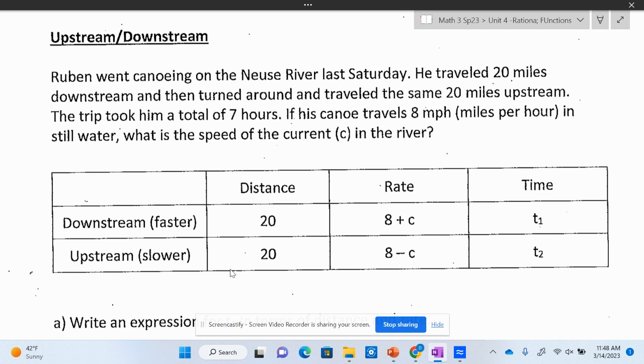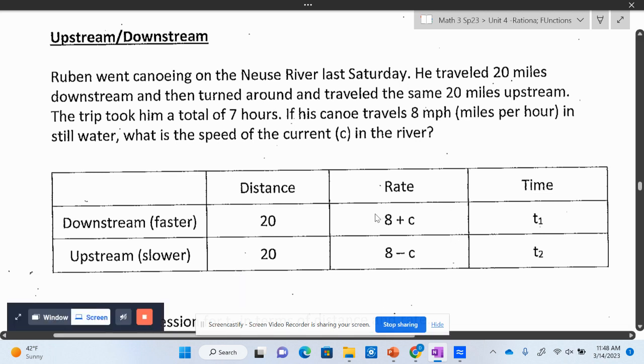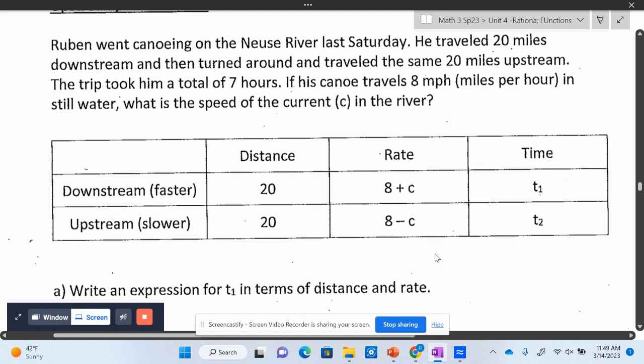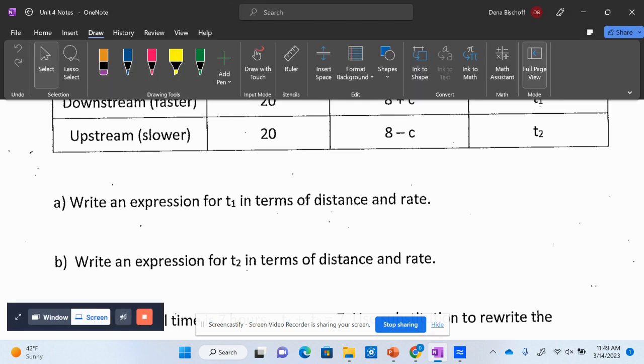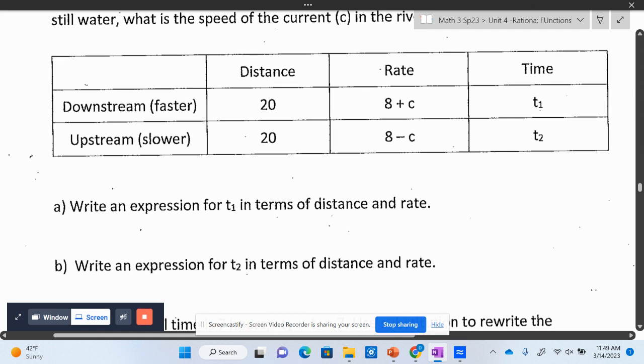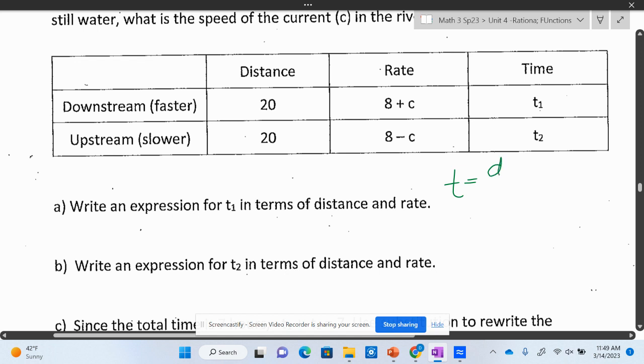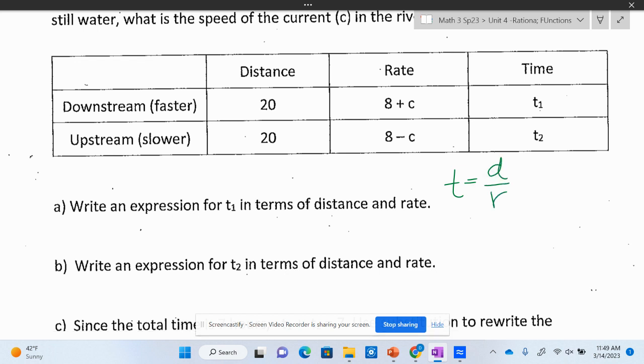If the canoe travels 8 miles per hour, that's the speed of the canoe in still water. What is the speed of the current? So notice when I'm traveling with the current, going downstream, I'm going to add the speed of the water. But when I'm traveling upstream against the current, I'm going to subtract the speed of the water. Does that make sense? Okay. So we just have to write an expression for T1 in terms of distance and rate, meaning we're going to solve for T1. Well, I know that if I'm solving for T, the formula up top says that T equals D divided by R.